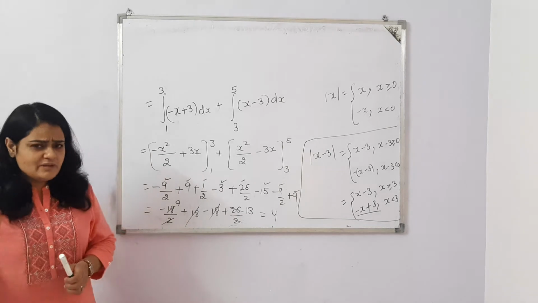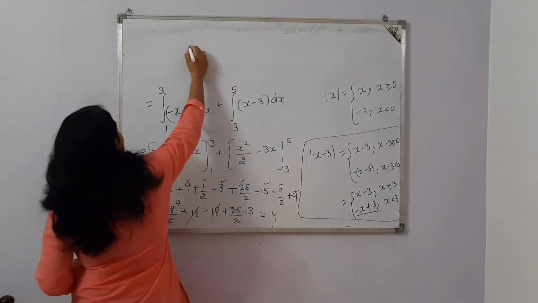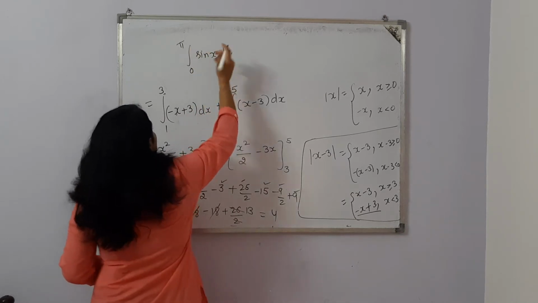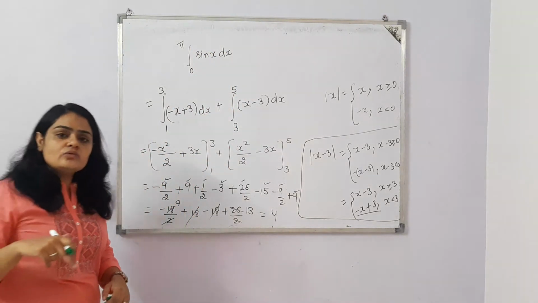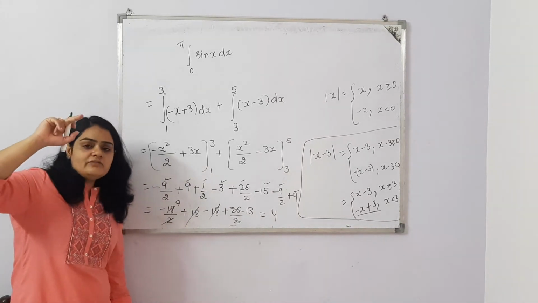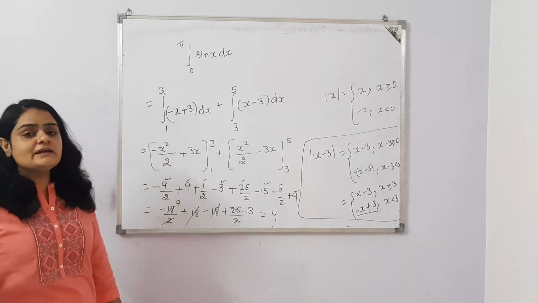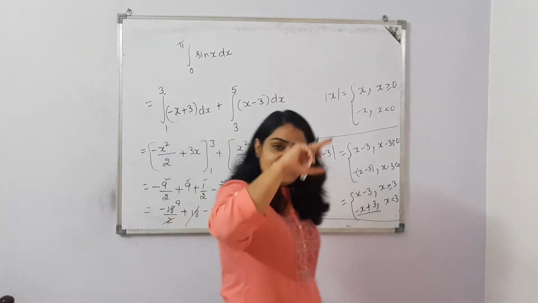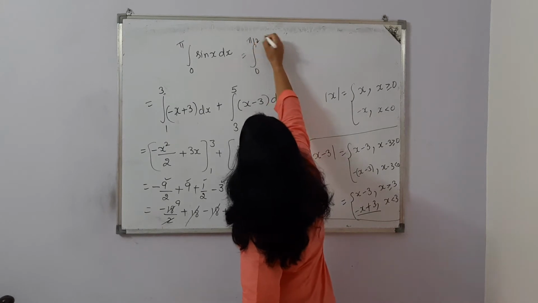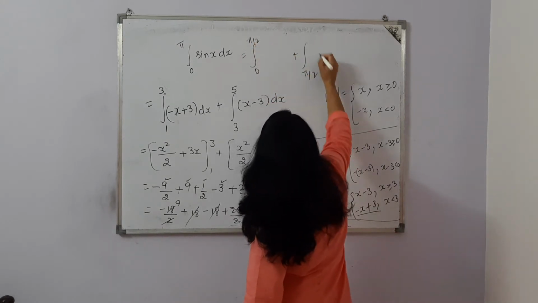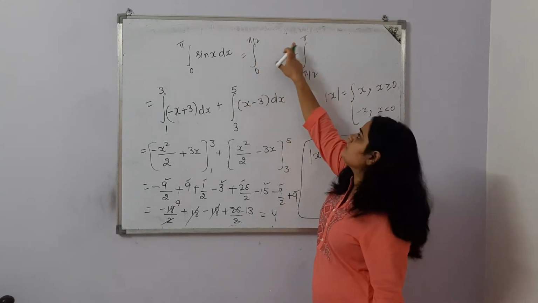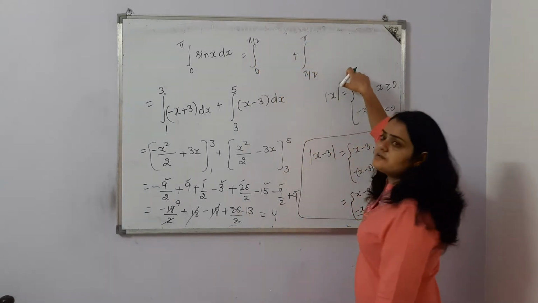So I am taking another example. If we have the limits 0 to pi, sin x dx. You know that sin 0 is 0, sin 90 is 1. So from 0 to 1 it is increasing. But whenever we take sin pi, it is again 0. That means again a decreasing graph. So we can split the limit 0 to pi by 2 plus pi by 2 to pi, because from 0 to pi by 2 it is increasing in nature, and from pi by 2 to pi it is decreasing in nature.